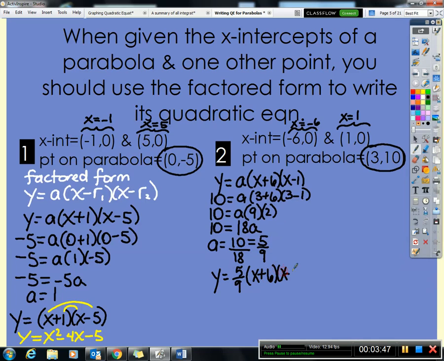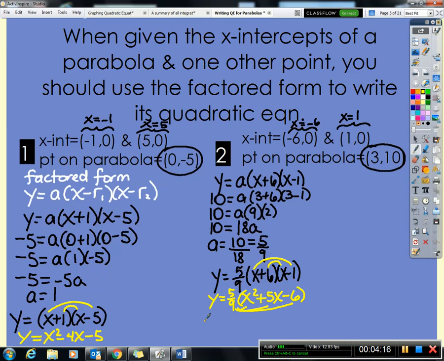So how do you go from factored form to standard form? You just multiply everything out. If I were you, I would do your FOIL method first and worry about the 5/9 last. So here, first times first is x squared. Outer is minus 1x plus 6x. Minus 1 plus 6 is plus 5x. Last is minus 6. So now distribute the 5/9.